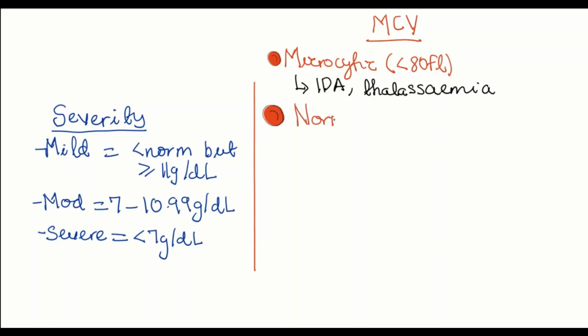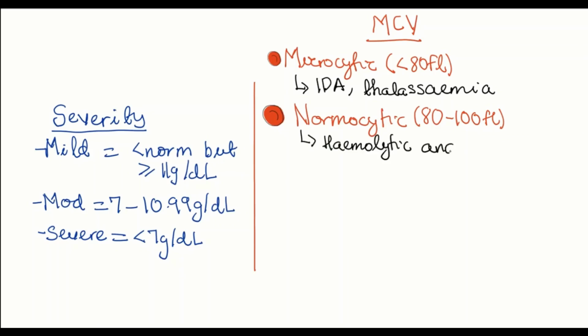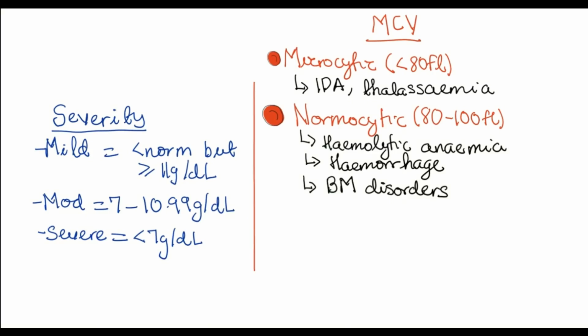In normocytic anemia, the MCV is between 80 to 100 femtoliter, so the MCV is normal. So this is a normal size cell. And it is seen in some hemolytic anemias, in hemorrhage, and in bone marrow disorders.